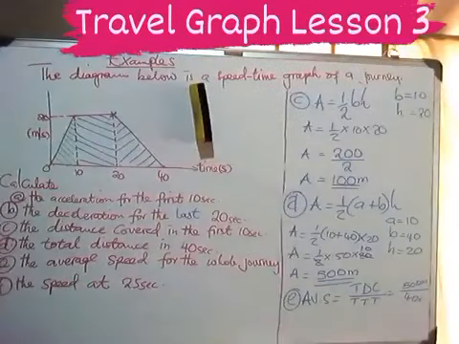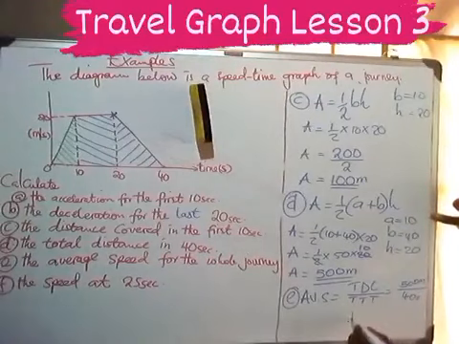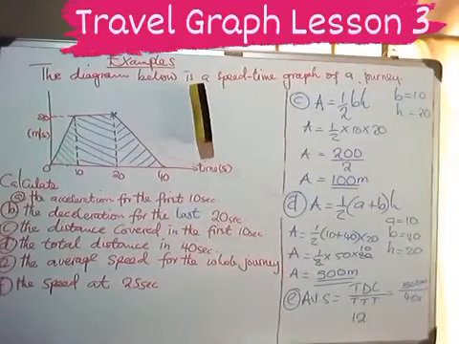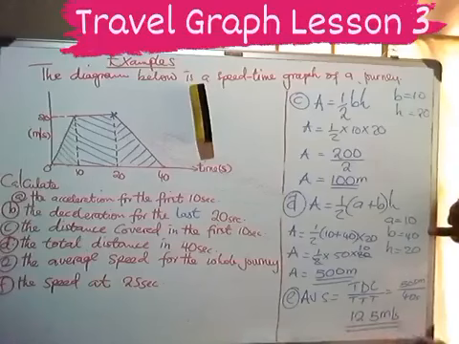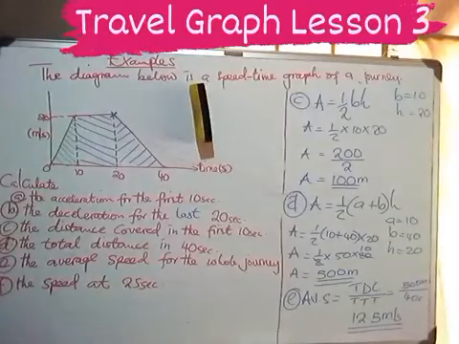500 divided by 40, we are going to have 12.5 meters per second. So this will be our average speed. So again I encourage you to pause this video and finish copying, then you go to the next question, which is question number F.